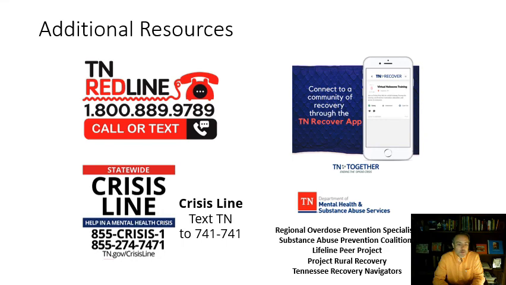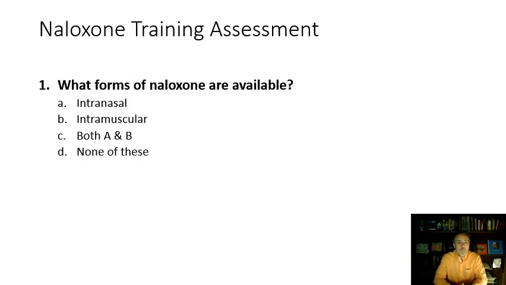As part of the naloxone training, there's a brief assessment, and we'll go through these questions together. So what forms of naloxone are available? Intranasal, intramuscular, both intranasal and intramuscular, or none of these? The correct answer here is C, both A and B. We have the intranasal form and we also have the intramuscular form.